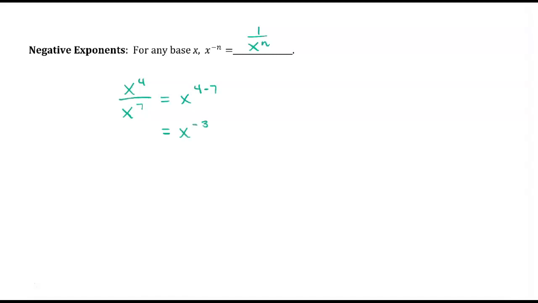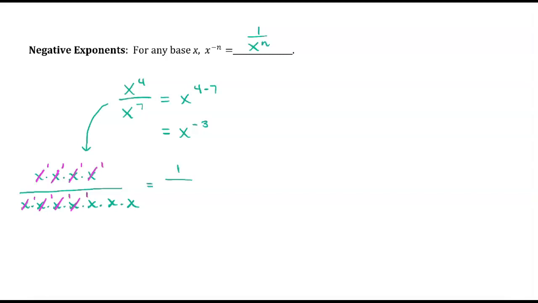Let's rewrite our original fraction a little differently. X to the 4th is 4 copies of x. X to the 7th is 7 factors of x. Simplifying, we find that 4 x's in the numerator will cancel out with 4 x's in the denominator. This leaves us with 1 in the numerator and x to the 3rd in the denominator. So now can you see it? X raised to the negative 3 is the same thing as 1 over x to the 3rd. Let's head over to example 1.